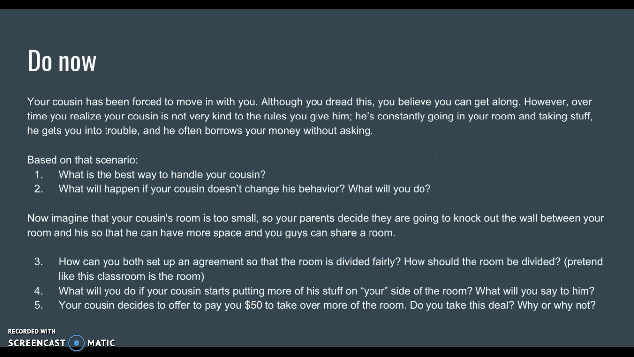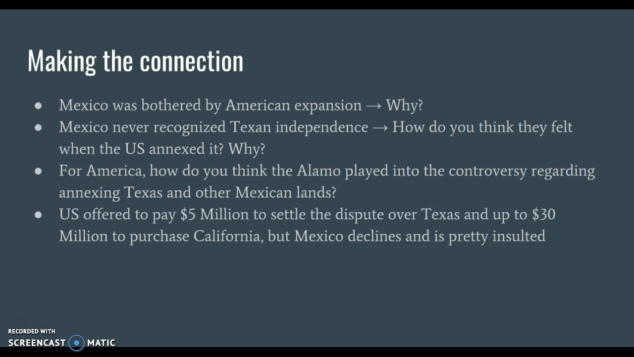All right, so we're going to skip over the do now. You can read it quickly, and the slides will be online for you if you want to remember or refresh yourself with what we talked about. But the connections that we were really making and some essential questions is why was Mexico bothered by American expansion?